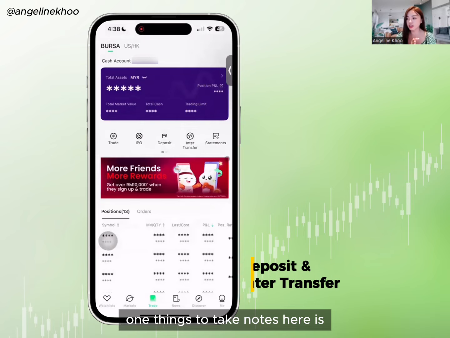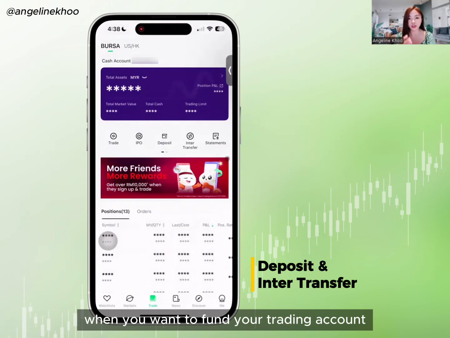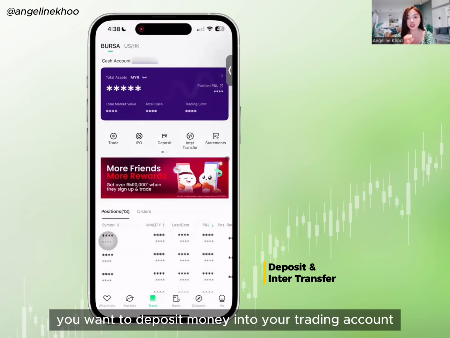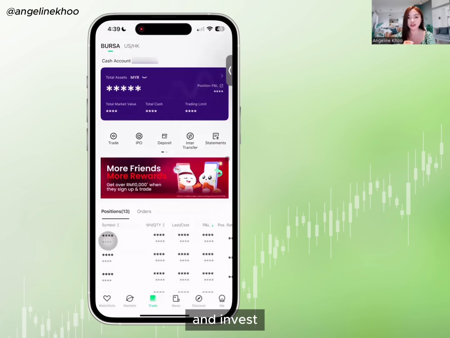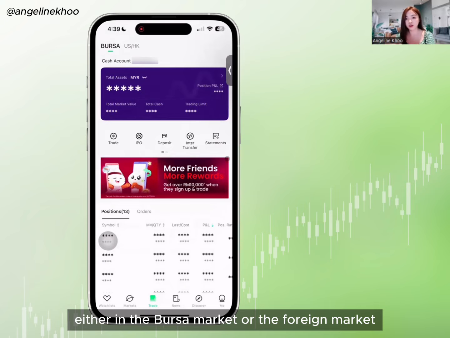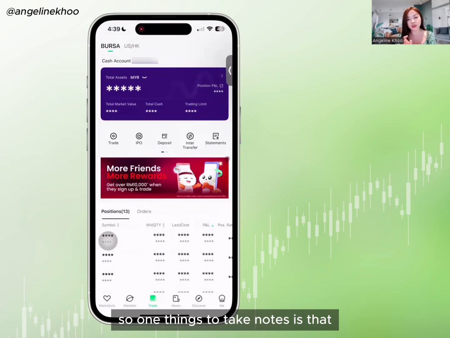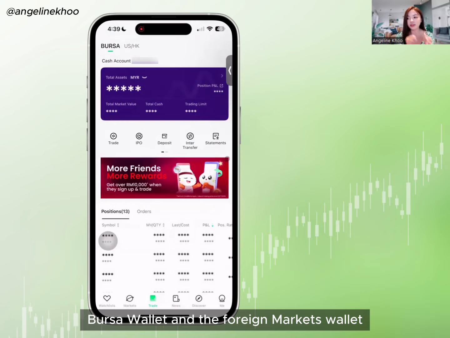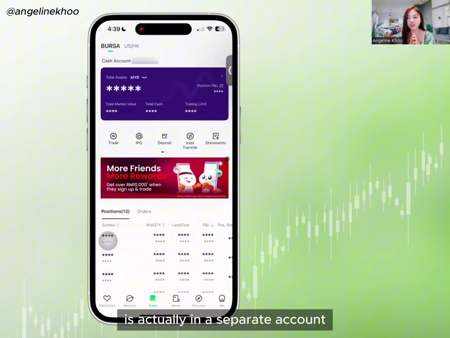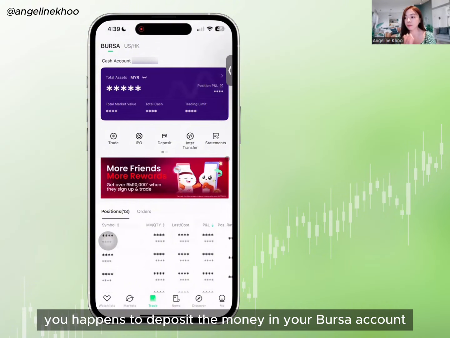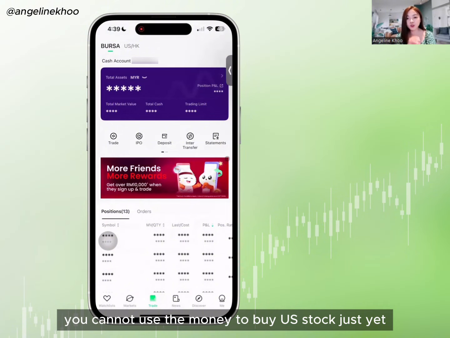One thing to take note of here is when you want to fund your trading account, you want to deposit money into your trading account and invest either in the Bursa market or the foreign market. One thing to take note of is that you actually have 2 wallets here. The Bursa wallet and the foreign markets wallet are actually in separate accounts. So if you happen to deposit the money in your Bursa account, you cannot use the money to buy US stock just yet.